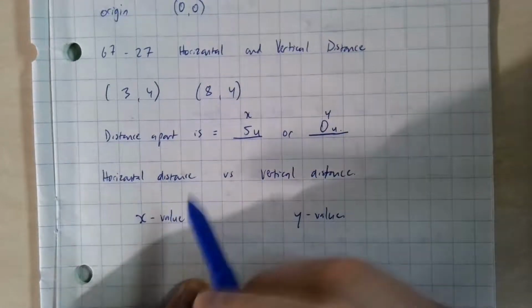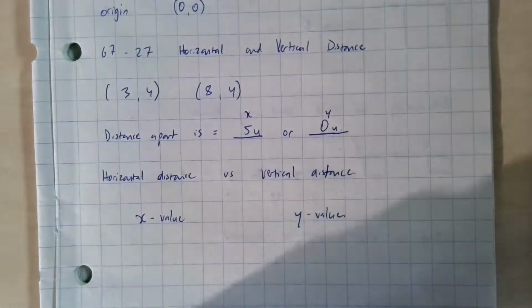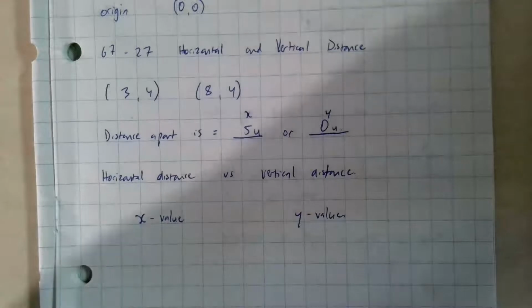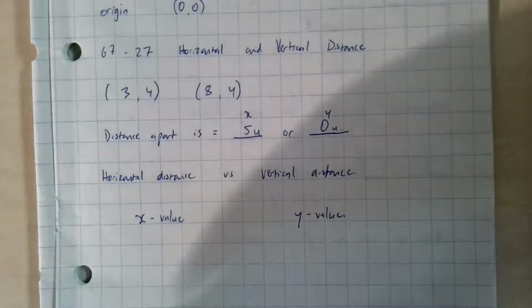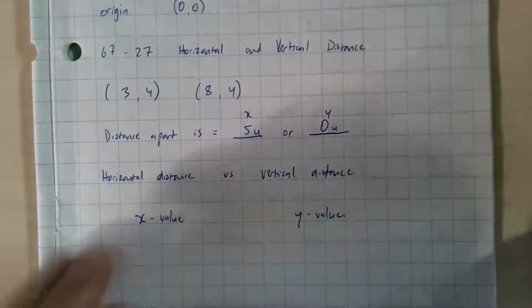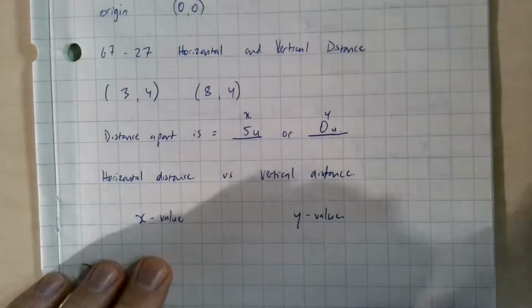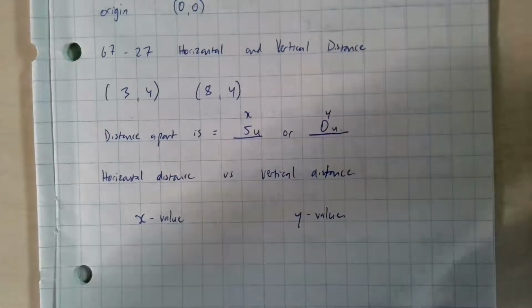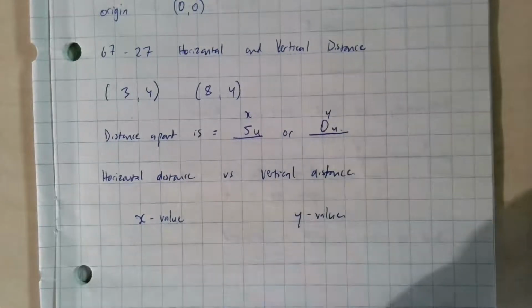Horizontal is my x values, and my vertical distance is my y values. If you do not remember that, or if you don't pay attention to that, you're going to have really interesting answers. Remember, x is always first, y is always second. And you wouldn't ever compare the x value to the y value. That just wouldn't happen because they're on different axes. It wouldn't make sense to do that.